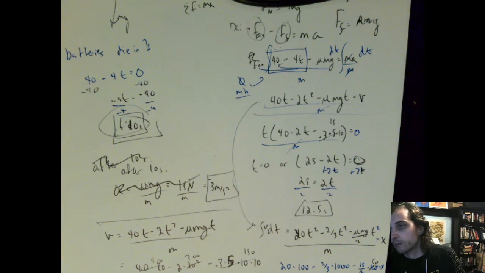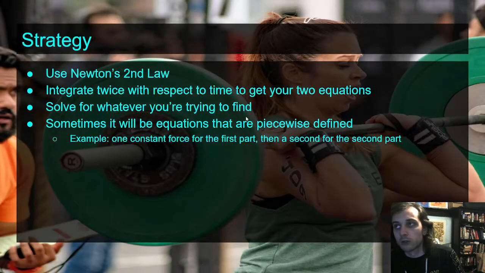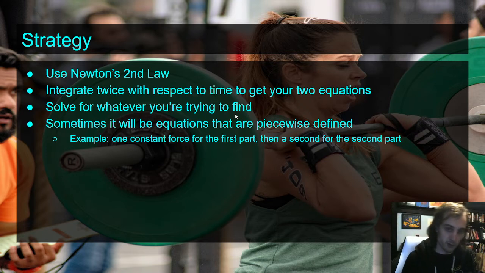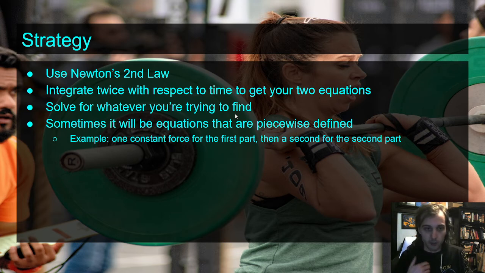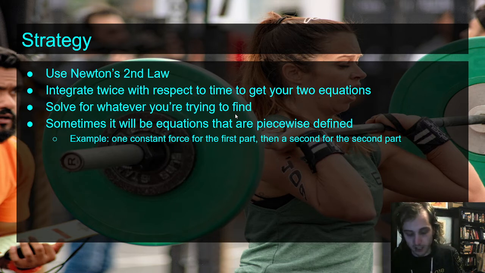Okay. So sort of summarizing that up, you use Newton's second law, that'll get you an equation with respect to time. You can only do this when you have Newton's second law in terms of time. Once you have that, you can integrate it twice. This will get you your equations that will allow you to actually solve for whatever it is that you're looking for in the actual problem.